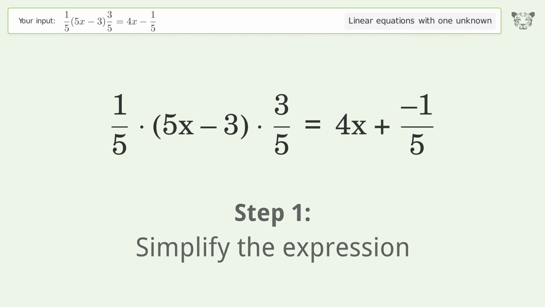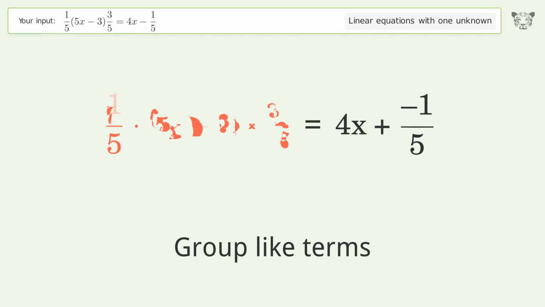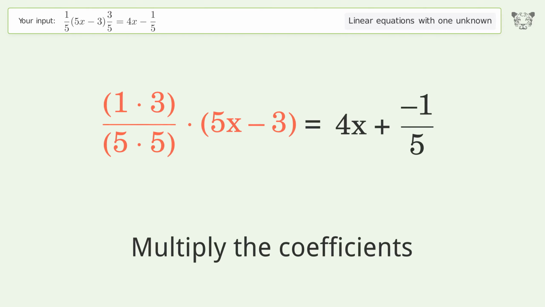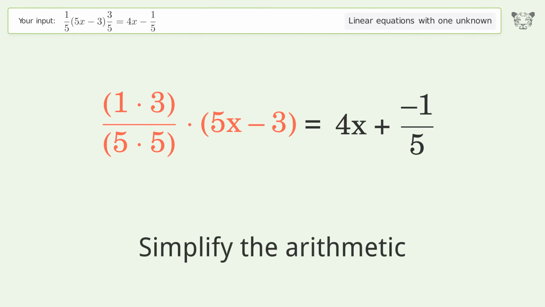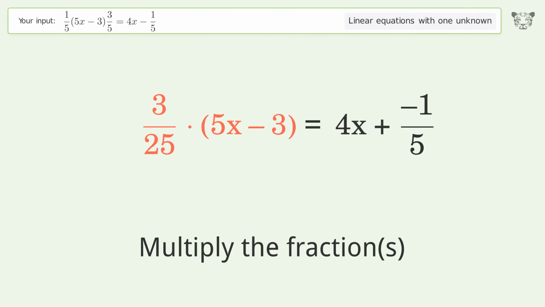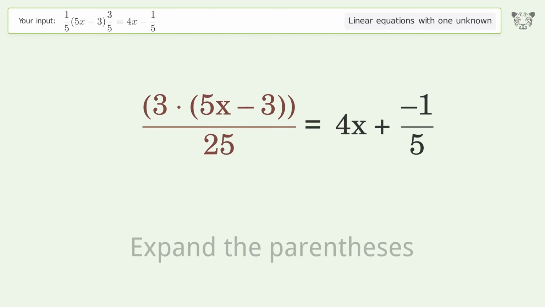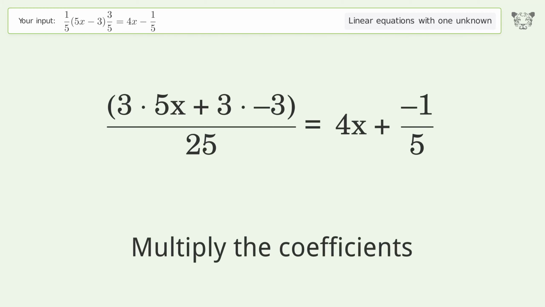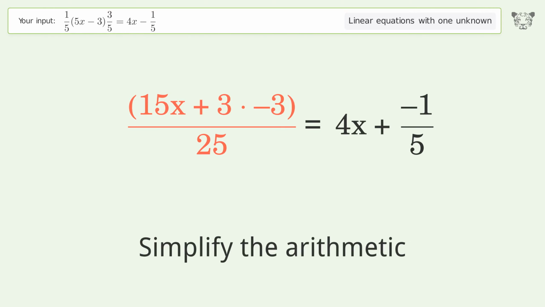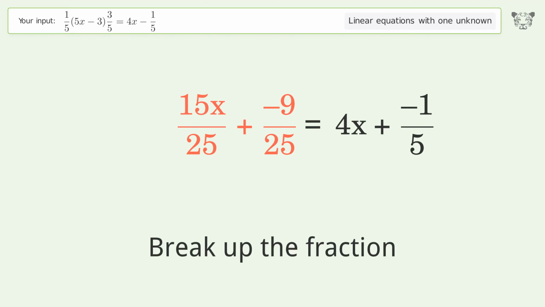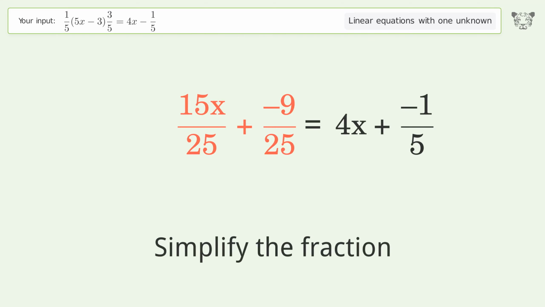Simplify the expression. Group like terms. Multiply the coefficients. Simplify the arithmetic. Multiply the fractions. Expand the parentheses. Multiply the coefficients. Simplify the arithmetic. Break up the fraction. Simplify the fraction.